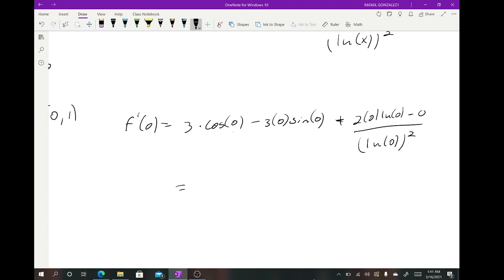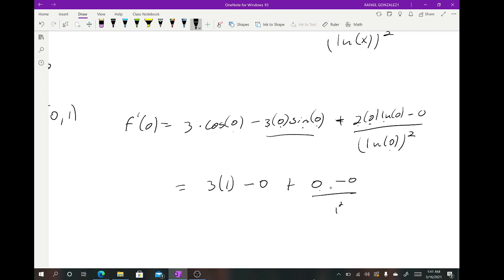So cosine of 0 is 1. So 3 times 1 is just going to be 3. 0 times 3 times sine of 0 is just 0, so this is minus 0, this piece. Plus 2 times 0 times ln of 0 is just 0. Minus 0 on the top divided by ln of 0 is 1. So that's just 1 squared.